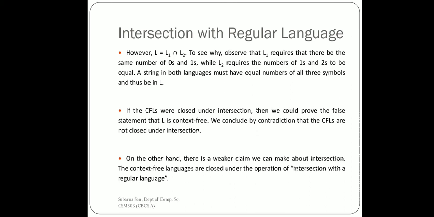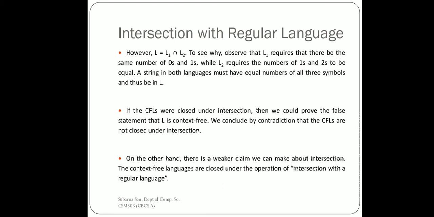On the other hand, there is a weaker claim: in special cases you can see that the context free language is closed. If we combine one regular language with one context free language and find the intersection of it, say 0 to the power n is a regular language, and we have one context free language, 0 to the power n, 1 to the power n. So what is the intersection of these two? It is 0 to the power n. So this is a context free language.